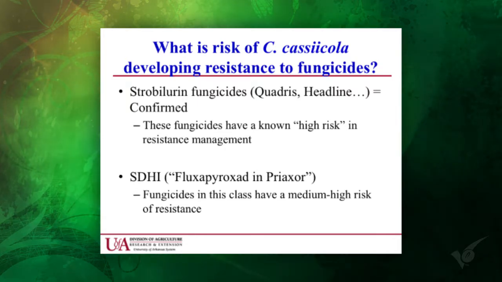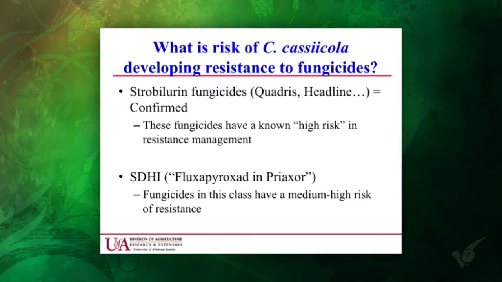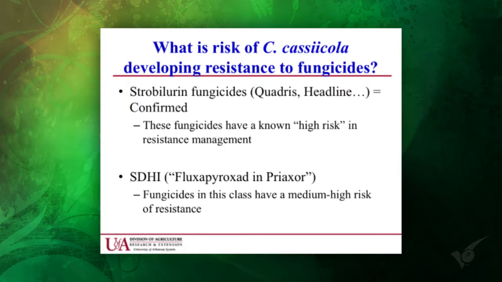We have Topsin as a group, the strobies as a group, the triazoles as a group, and the SDHIs as a group. That's all we have. We have a lot of trade names, 50-something, but those are the only chemistries we have. I can tell you that resistance to the strobilurins for this pathogen has already been confirmed. So basically in some fields, that's not going to be effective. So then you have something like Preaxor, then you're using one mode of action to control that particular disease.